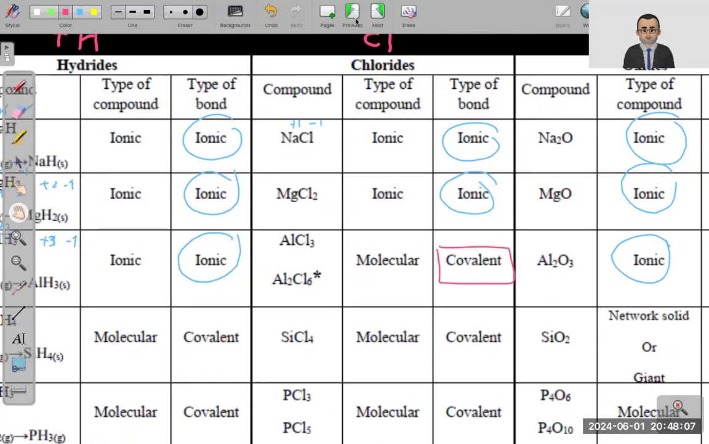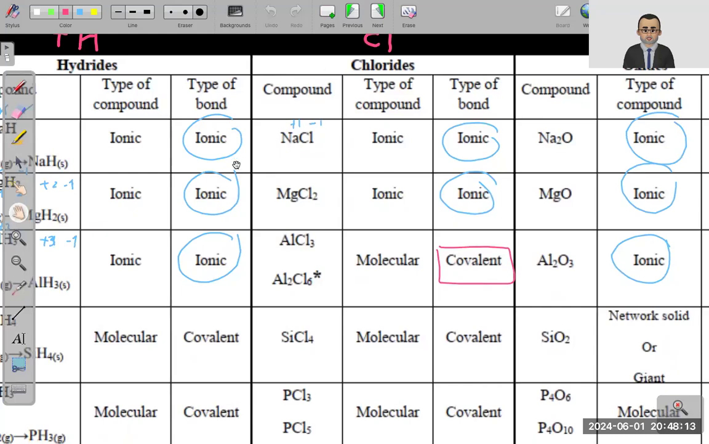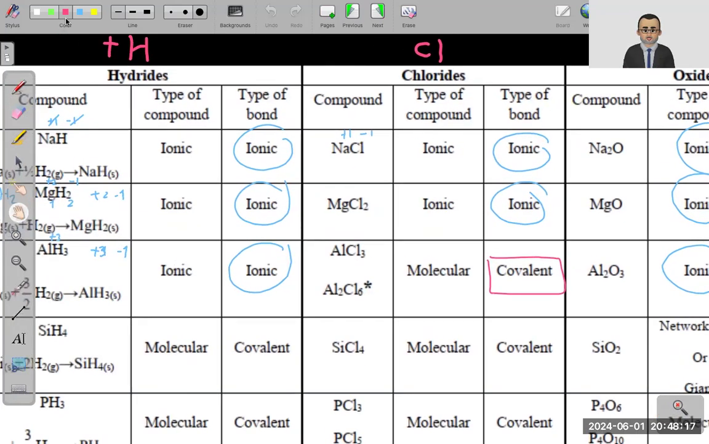Why do they always make ionic compounds? Because they are metals, on the left side of the table, and metals make ionic compounds. The only exception is aluminum chloride. This also has to be memorized. Plus 1 and minus 1 cancel out. Plus 2 and minus 1 switch, so it becomes 1 and 2. Plus 3 and minus 1 switch again and become 1 and 3.